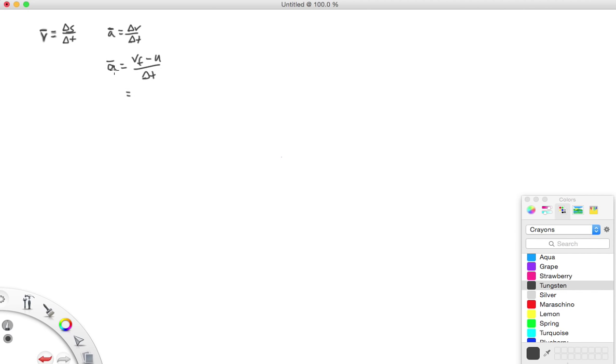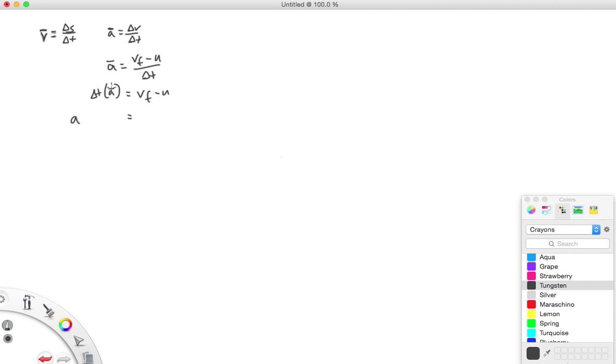We do that simply by multiplying both sides by delta t first. So that's the first step. It's going to be delta t times average acceleration, and that equals Vf minus u. U, again, is the initial velocity. This is the final velocity. Now, let's say we want to solve for final velocity. We could solve also for initial velocity, but we'll just do final. We add u to both sides.